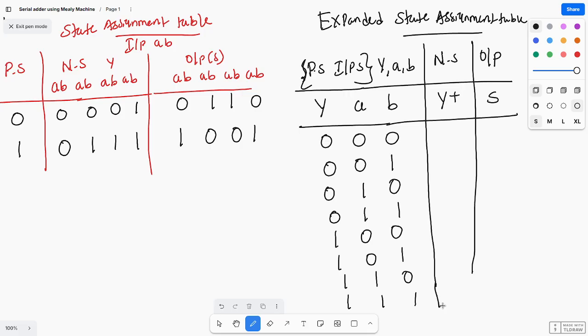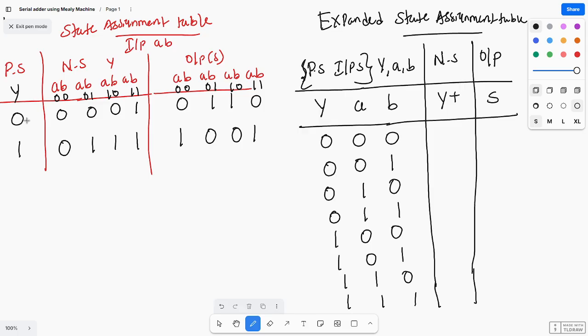Okay, so by seeing this state assignment table, I need to draw the expanded state assignment table. So that means here you see, when the input is 0, 0, here you see, this is 0, 0, 0, 1, 1, 0, 1, 1. This is also 0, 0, 0, 1, 1, 0, 1, 1. And this is present state.